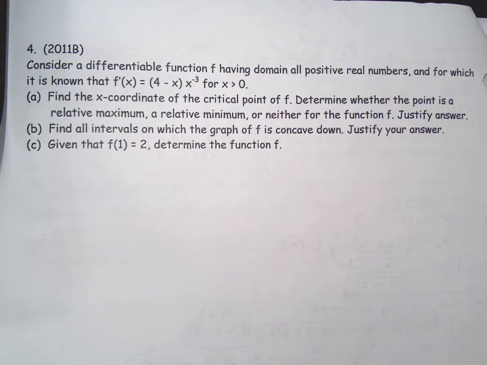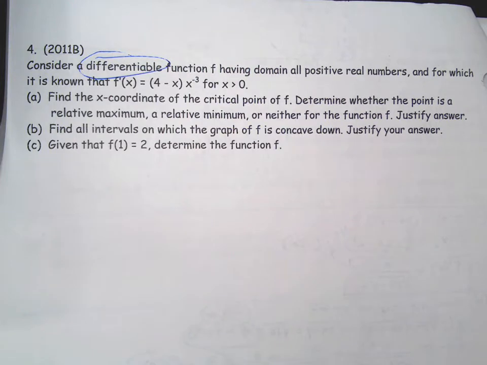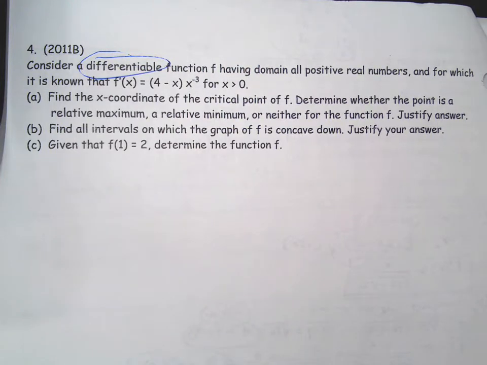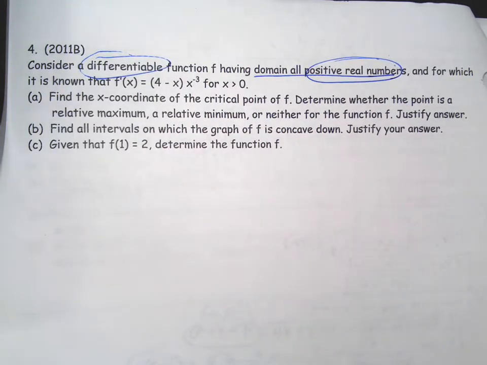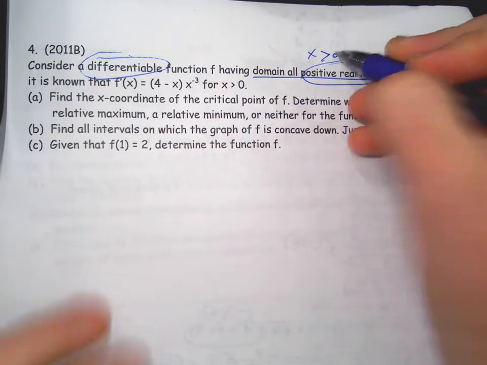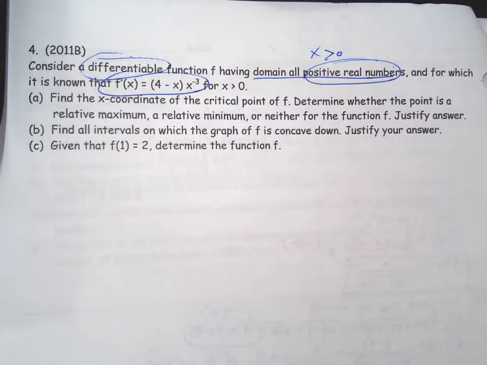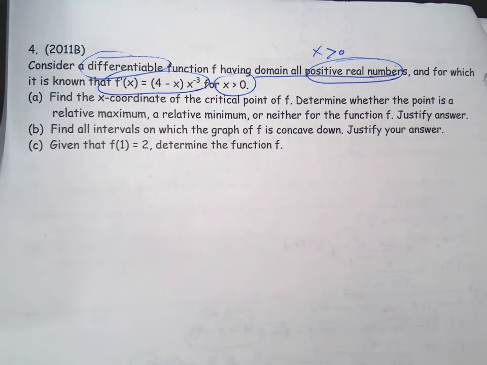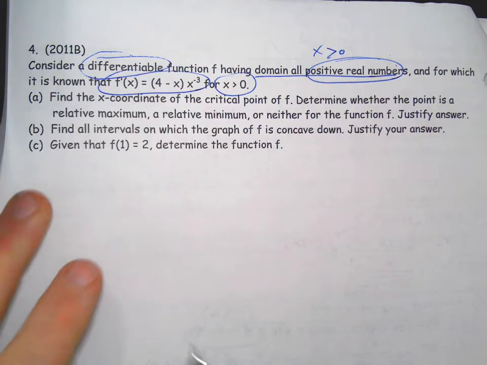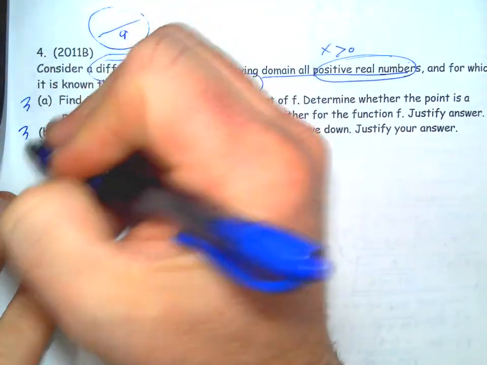Consider a differentiable function. That might be something we need to know. Having domain all positive real numbers. So the domain is all positive real numbers, so x is greater than 0. And for which it is known that the derivative is, they gave us the derivative for x greater than 0. So they're giving us the derivative, but they're not giving us the original function. The point breakdown here out of 9 is going to be 3, 3, 3 on this one.